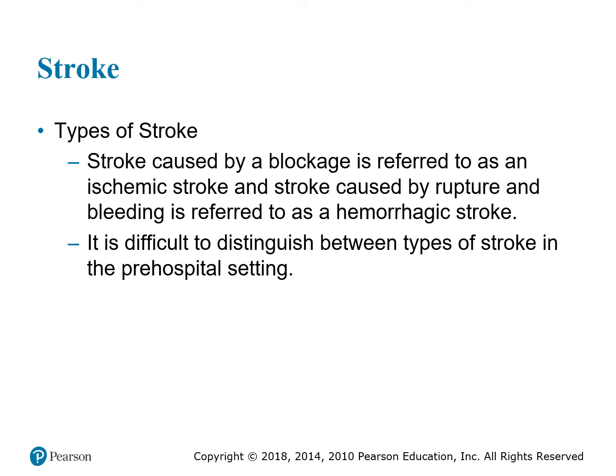We should also understand that there are two main types of stroke. One is caused by a blockage or clot, and we call that an ischemic stroke. The other one is caused by a rupture or a bleed, known as a hemorrhagic stroke. So in the field, we cannot distinguish between the two types. Therefore, we must get them to a hospital with a cath lab so that they can take a picture and identify what type of stroke we're dealing with.